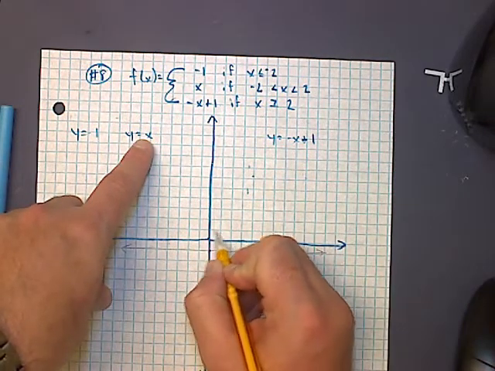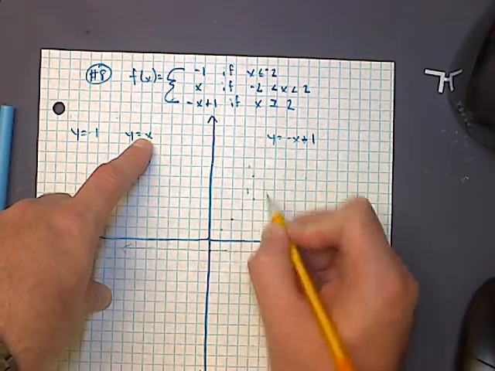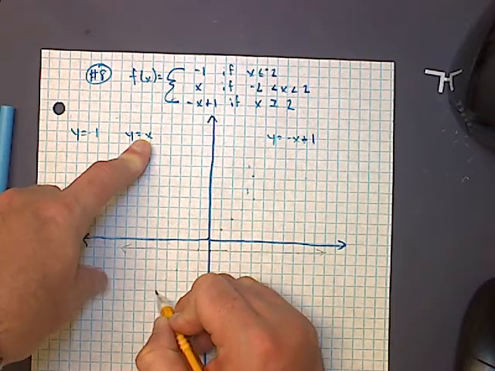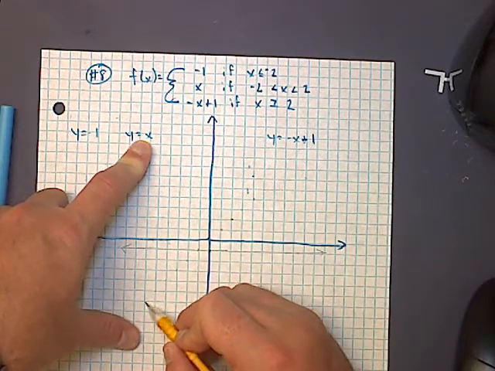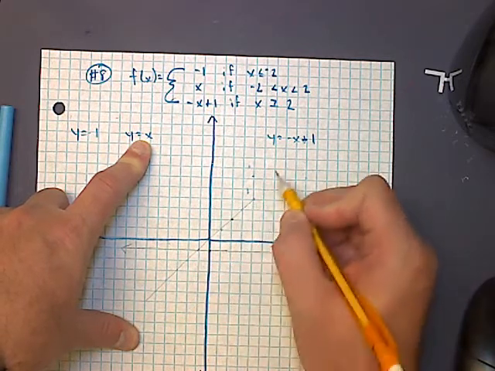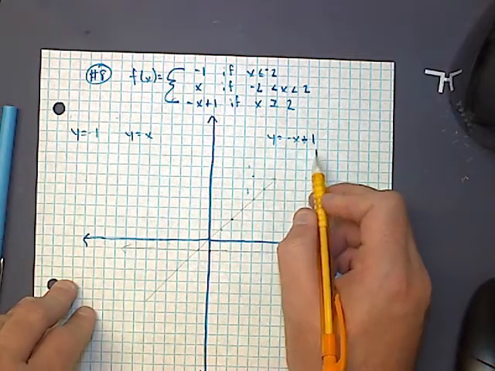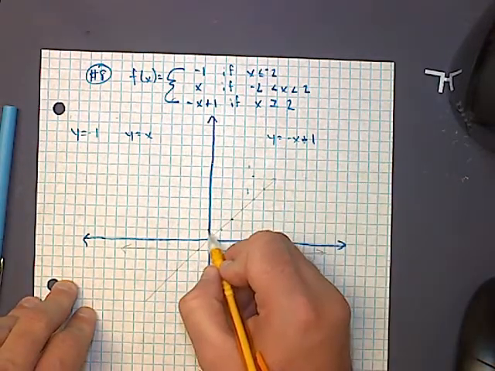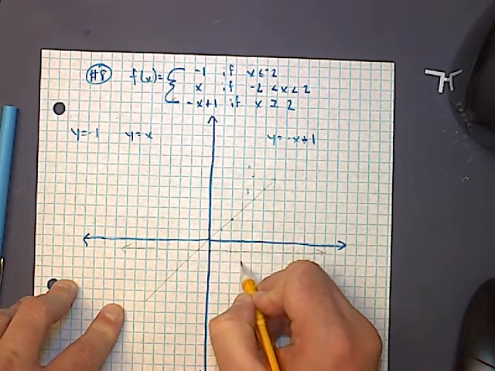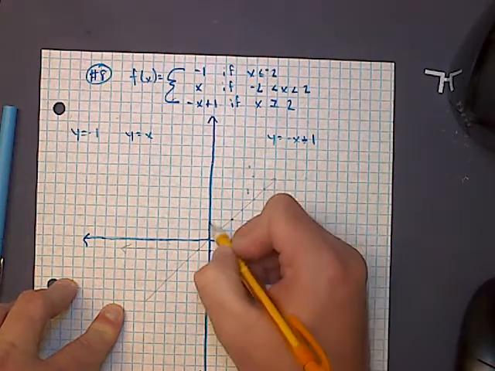Y-intercept is 0. Go up 1 over 1. Make sure you have enough points for a healthy line. Then y equals negative x plus 1. Y-intercept is 1. Down 1 over 1, down 1 over 1, and keep going. Go backwards.